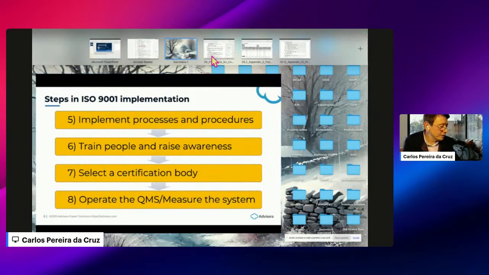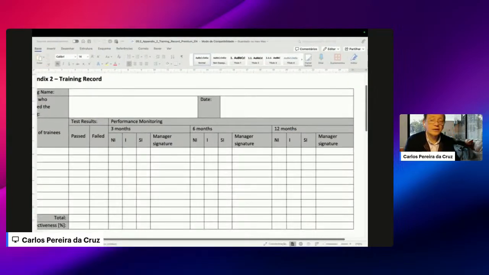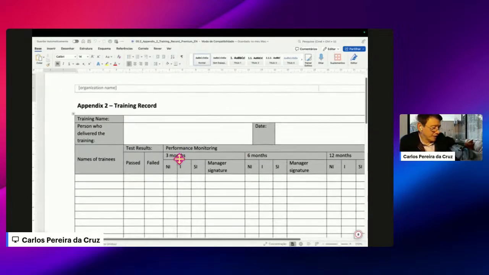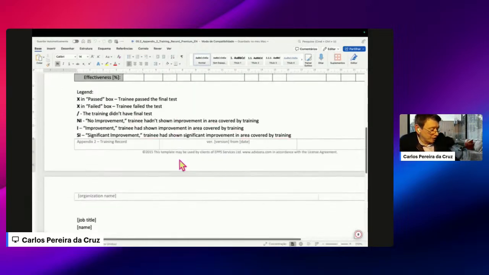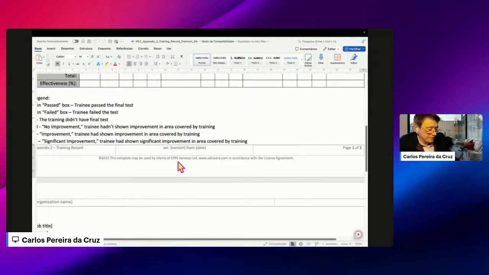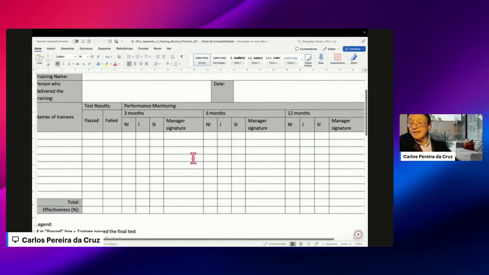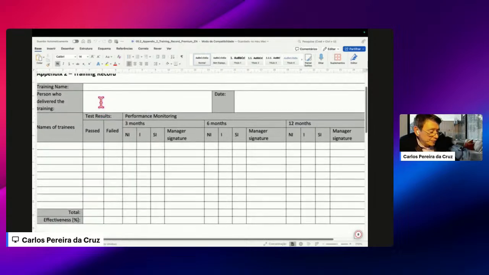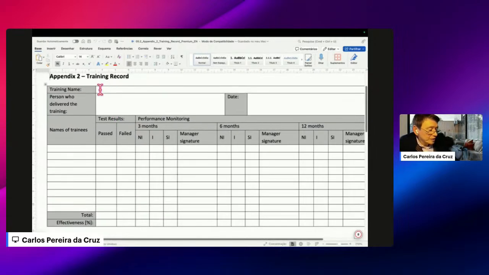So let me see, this one here. This is a document, because tomorrow I may make a change here, and then someone approves and we change the version and the date. This template is a document. But if today I use this document and I put here first training name, so it's webinar implementing ISO 9001, today, and the person training is a guy called Carlos Pereira da Cruz, name of trainees, myself here.